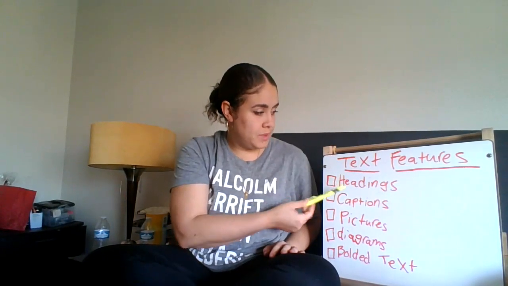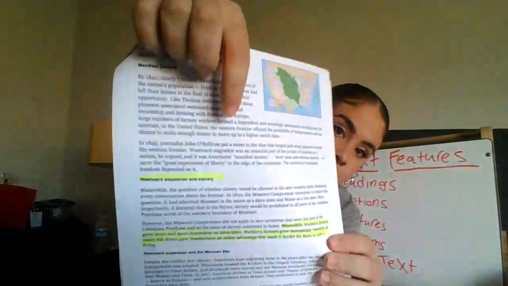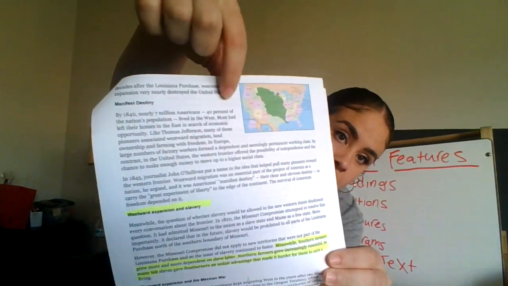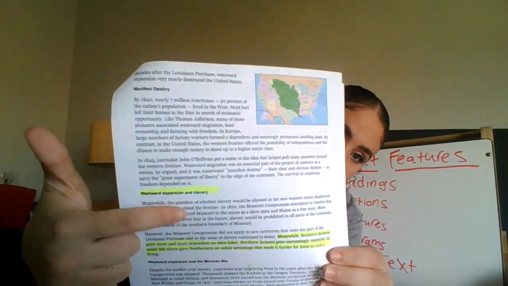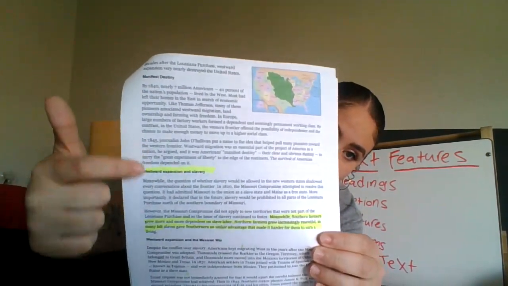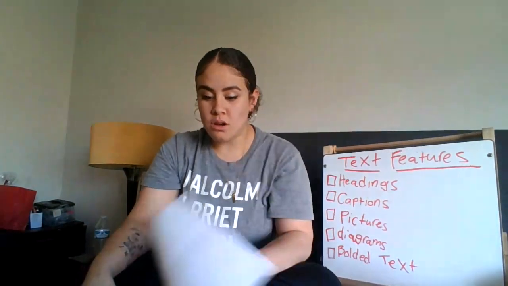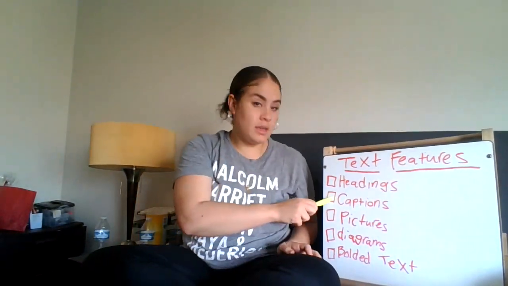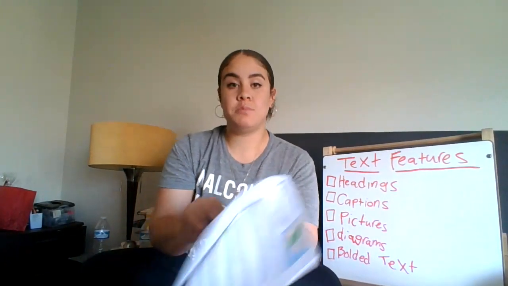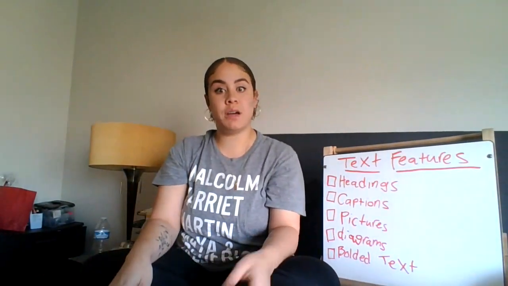There's headings. So headings are the miniature titles within a text that tell you what that section is all about. So if you're looking here, you'll see this is a heading right here, and then the highlighted sections are headings right here. They tell you like this whole section's all about the manifest destiny, and then so on and so forth. Okay. So the next thing to go over are captions. So if you're looking at the first page of this article, a caption is right under the picture, and it's basically explaining to you what the picture is about.